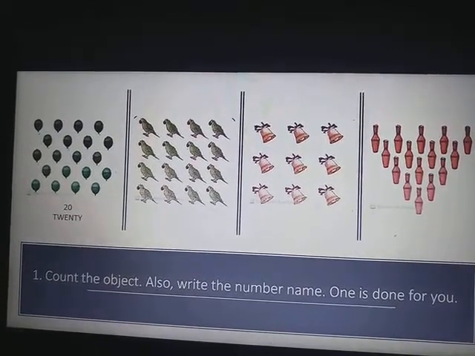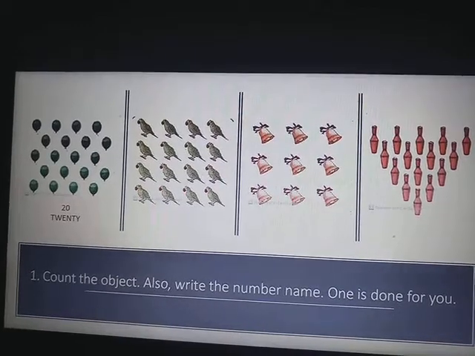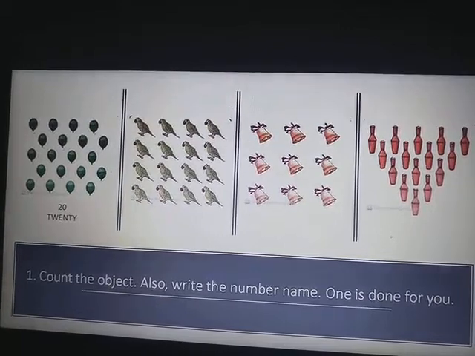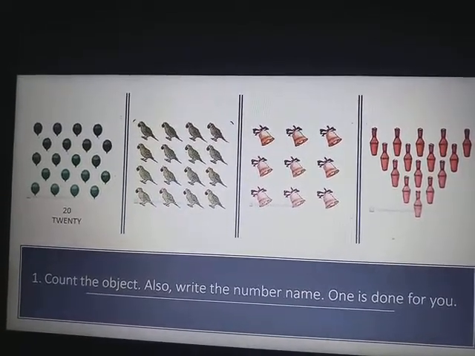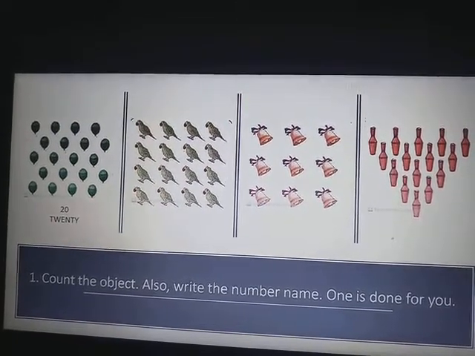I will explain the exercise to you, and after that I will send you the homework. You have to do it in your copy. Understood? You have to do that homework in your copy. So now I'll explain it to you one by one.